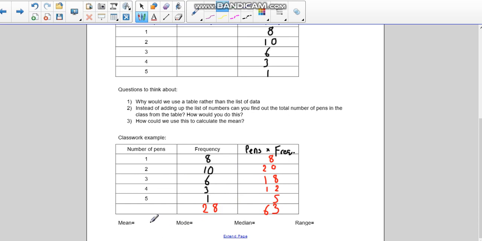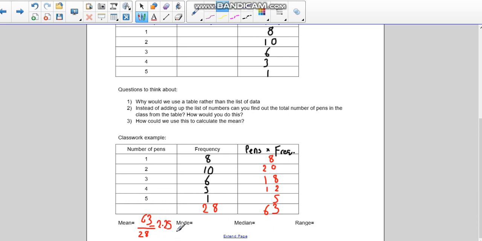So the mean, we said we need to add up how many pens there were. Well, we've done that here, there were 63 pens. And we divide by how many people had pens, which was 28. And that comes out as 2.25. So the mean number of pens is 2.25 per person.